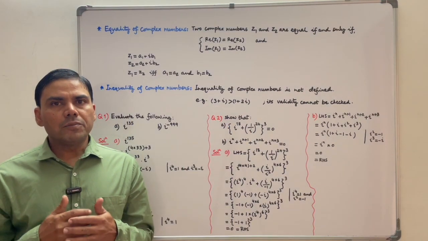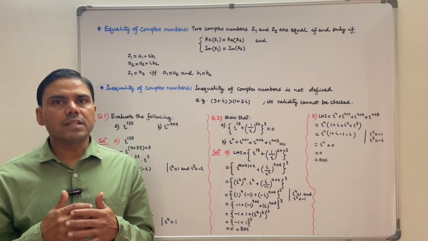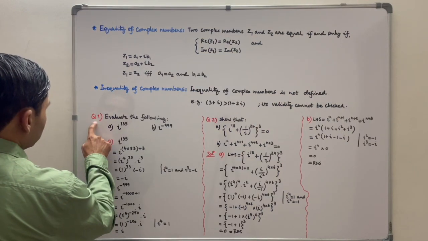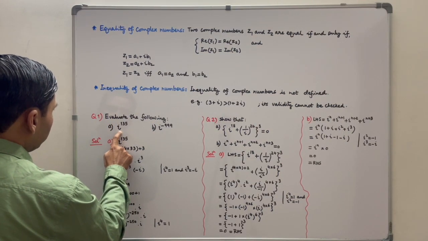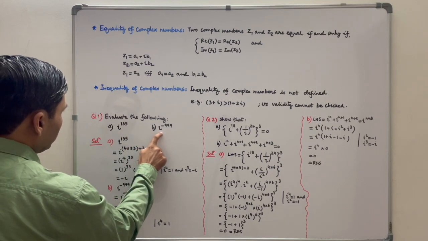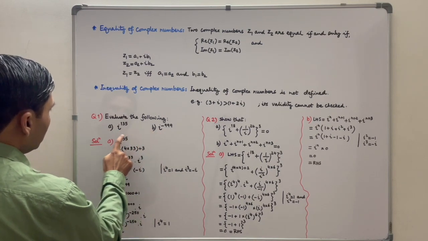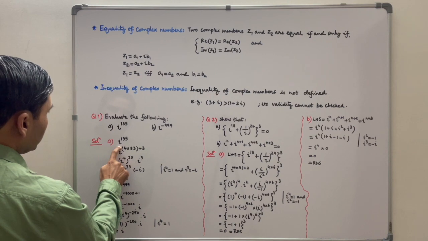Now let us solve a couple of questions based on what we have studied so far. First question, evaluate the following. Part A, i to power 135. Part B, i to power minus 999. Part A, i to power 135.